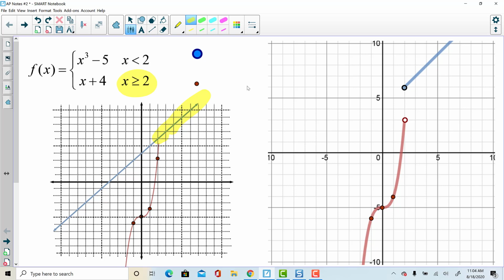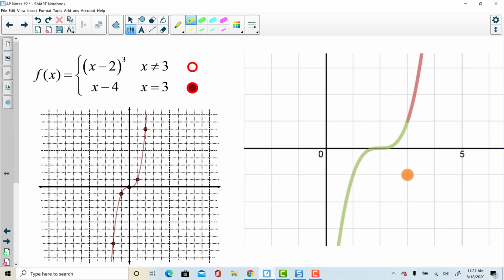2. Okay, on the right side, we're going to want to put arrows because the line keeps going to the right. On the left side, we're also going to put arrows because the graph actually continues on forever to the left. And now we're done. That's how you would graph this function.